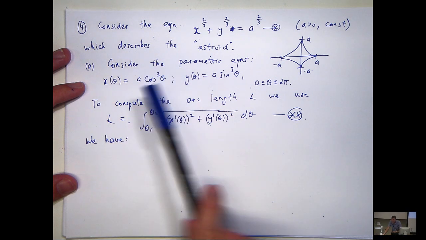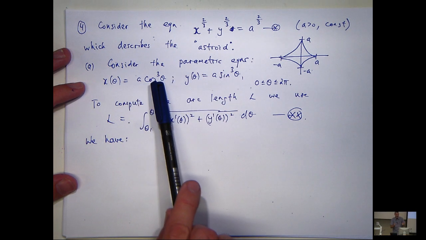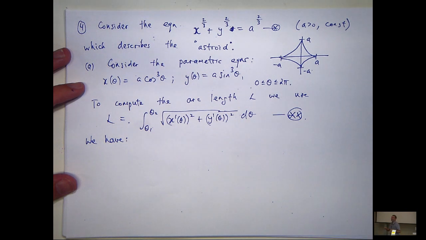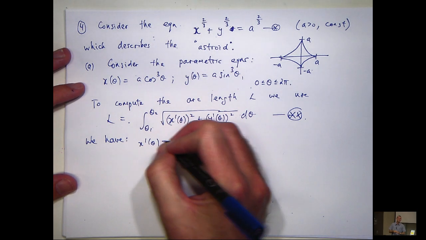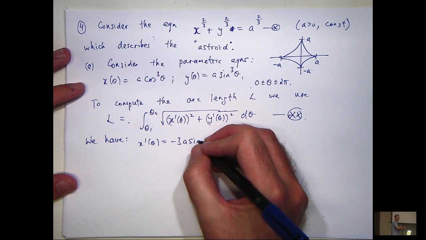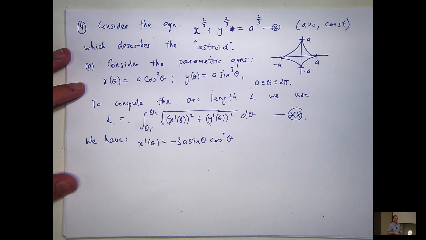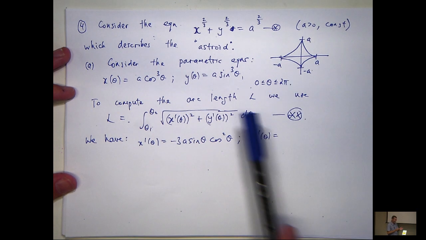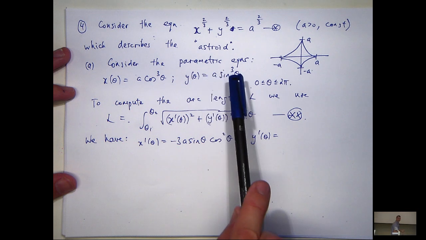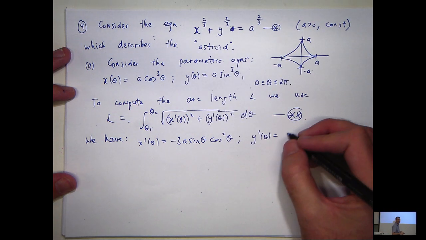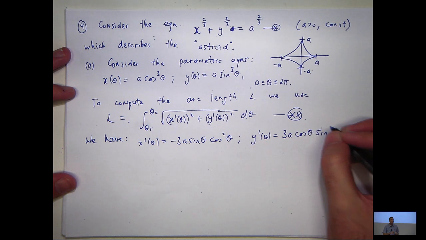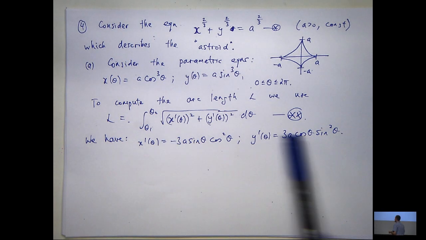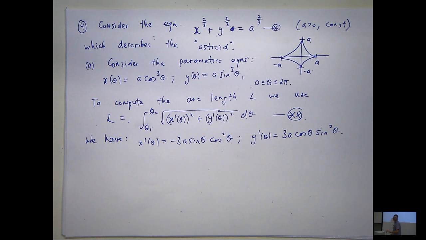So let's do that. All right, so to differentiate this, remember A is a constant here. This one's going to be, okay, well, you bring the 3 to the front, bring the derivative of cos to the front, and change the 3 to a 2. So it's going to be something like minus 3a sine theta cos squared theta. Does that look right? And y prime of theta, so bring the 3 to the front, bring the derivative of sine to the front, and decrease the power by 1. So that's going to be 3a cosine theta sine squared theta. So as you can see, it's pretty messy, right? We're going to have to square those and add them together.